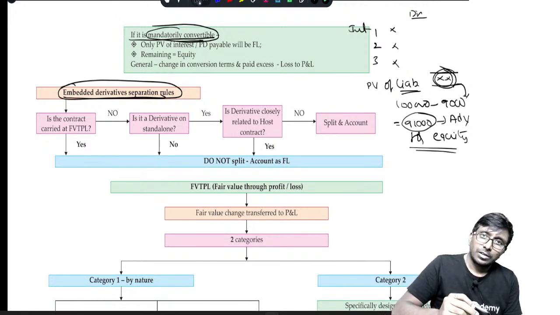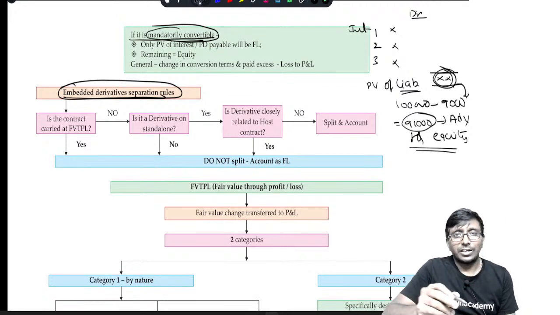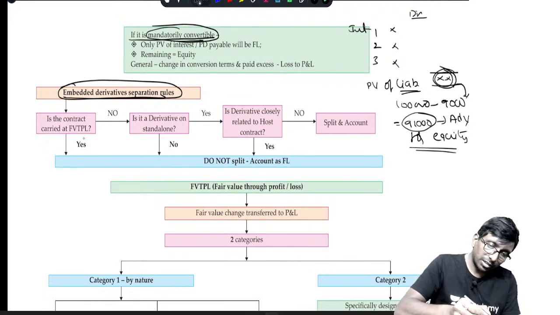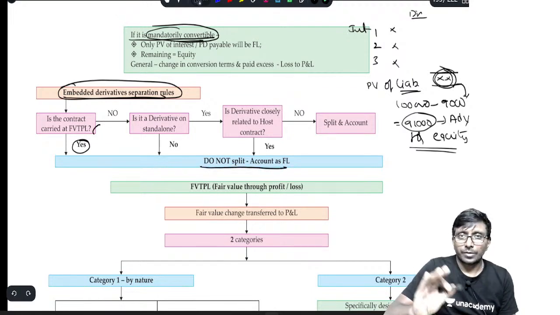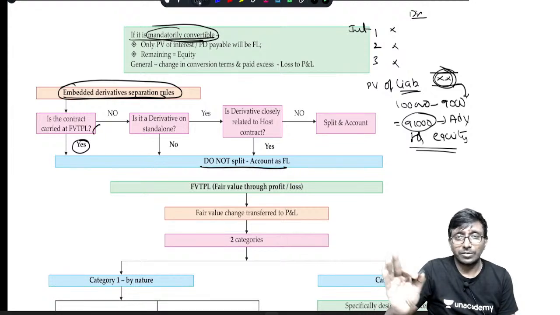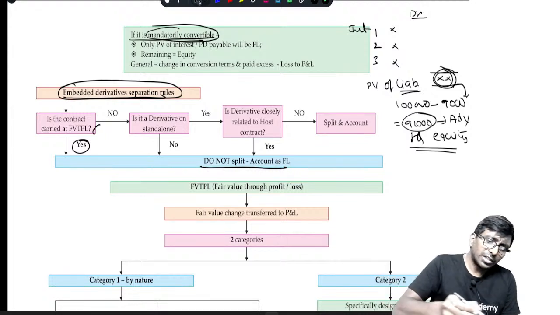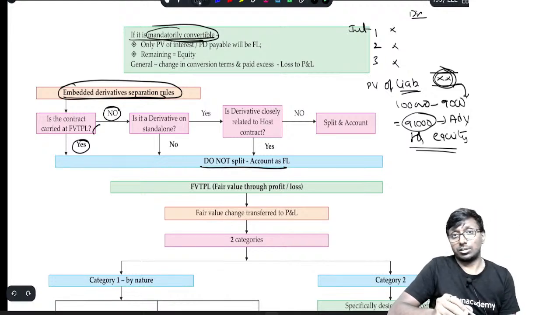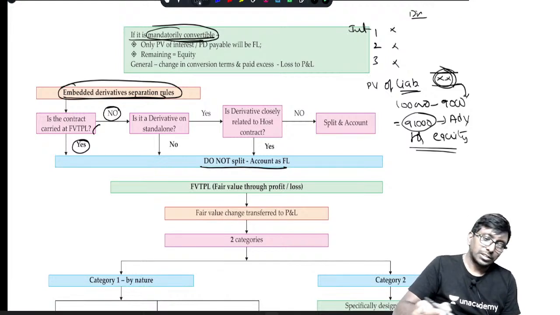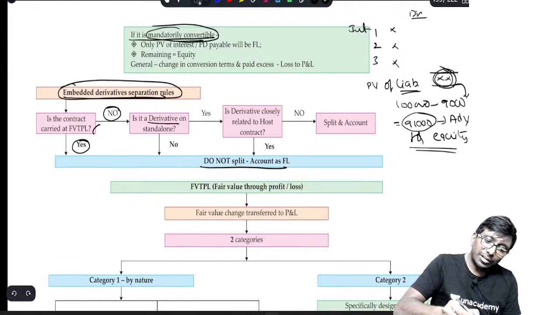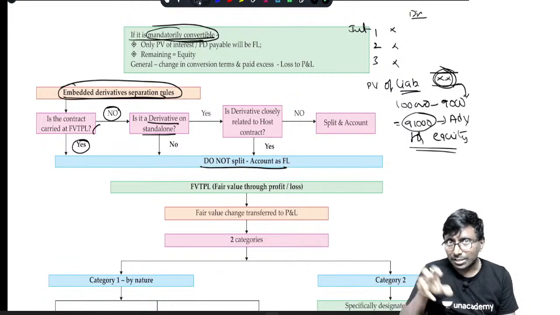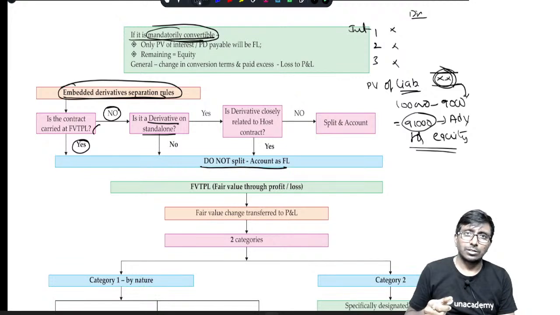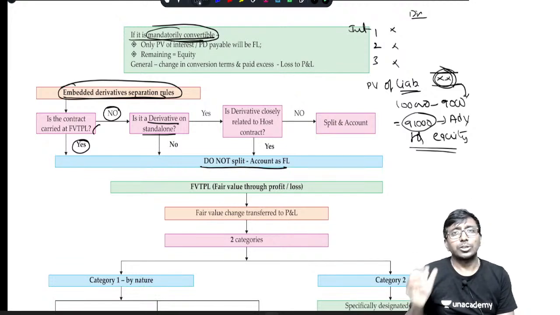First question: are you measuring the entire instrument at FVTPL? If you say yes, sir, I am measuring it at FVTPL, do not split it. Account for it as a financial liability. The full contract will be a financial liability. No, sir, it is not FVTPL, we are following the amortized cost method. Excellent. Then we ask, is it a derivative on a standalone basis? Meaning, in the market, are such derivatives sold? Suppose I want a call option, can I go to the share market and purchase a call option alone?